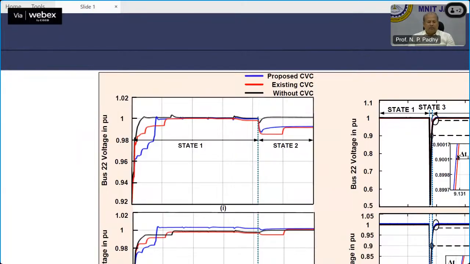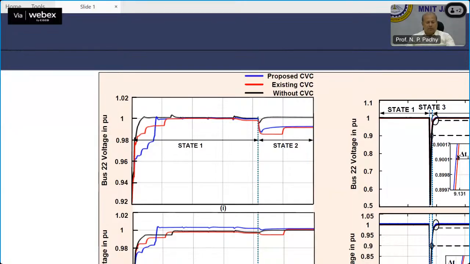What you see is the voltage at bus number 22, in per unit, for state number 1. There are three lines, but focus on the proposed CVC, for example. We are comparing how the proposed one is slightly better than the other models. Without CVC, you can see there is a risk involved. However, in the existing CVC, the red one, and the proposed CVC is the blue one.